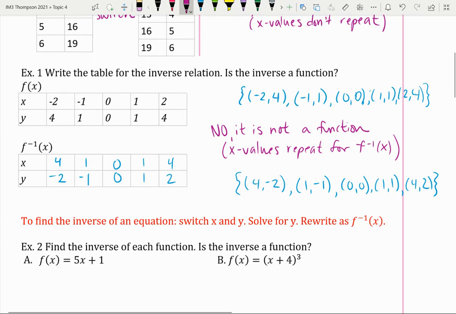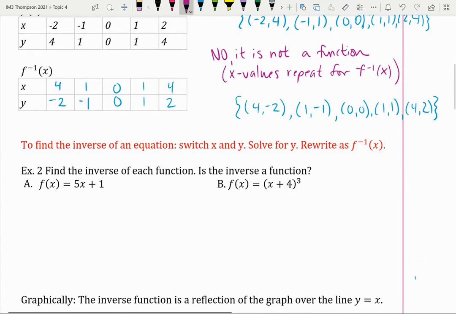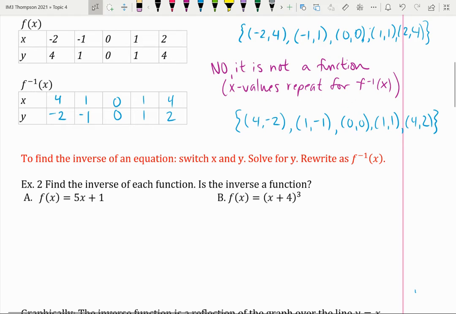All right, so that's looking at tables or coordinates. And now we're going to look at functions in an equation form. So to find the inverse of an equation, I'm always going to write it as y equals, and then I'm going to literally exchange x and y, solve for y, and then rewrite with my inverse notation.